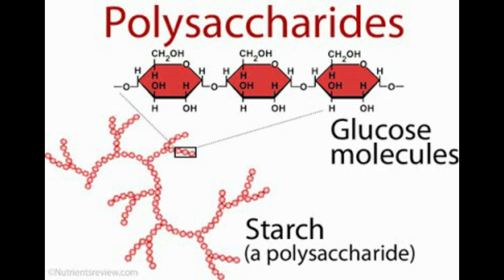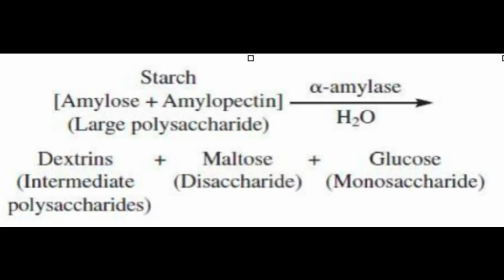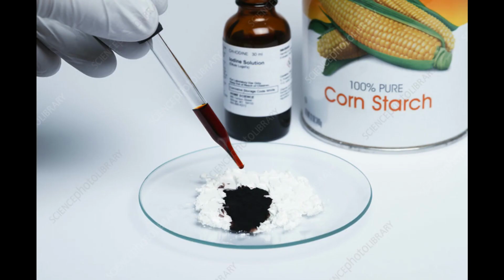To break down starch, a very important enzyme is known as alpha amylase. This enzyme works on starch, and with the help of water it does the lysis of starch and breaks it down into smaller molecules, mainly a disaccharide, which is maltose, a monosaccharide, which is glucose, and a few dextrins. So the starch will be broken down into maltose and glucose.